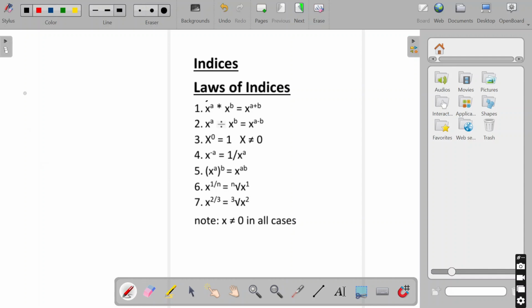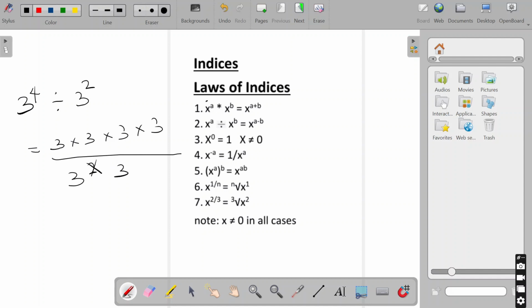So let's give an instance. Let's take, for instance, 3 to the power of 4 divided by 3 to the power of 2. Literally, this means 3 in 4 places, 3 times 3 times 3 times 3, divided by 3 in 2 places, that's 3 appearing 2 times. All we need to do is cancel this 3, cancel this 3, and we are left with 3 times 3, that is 9, which is the same thing as 3 appearing 2 times.